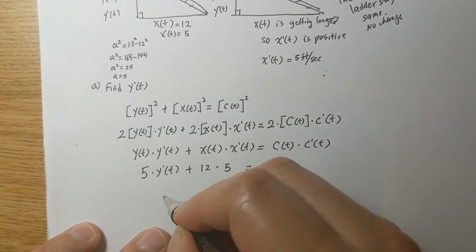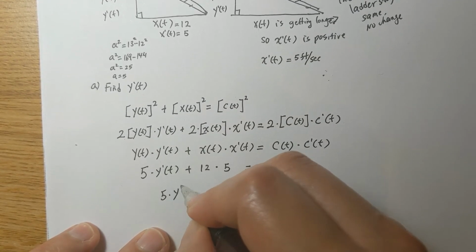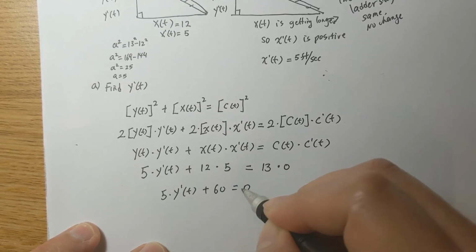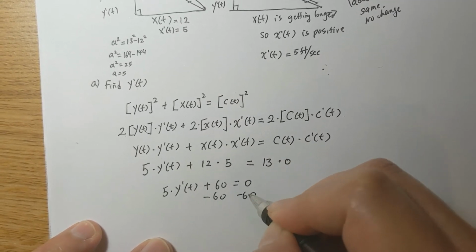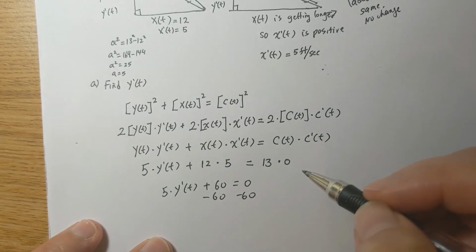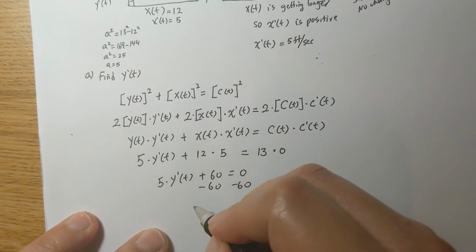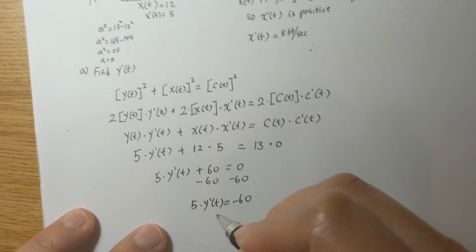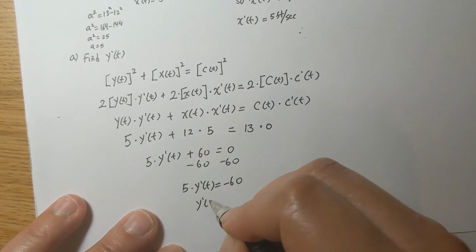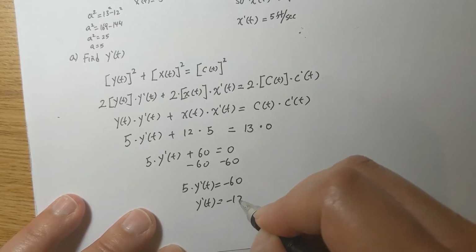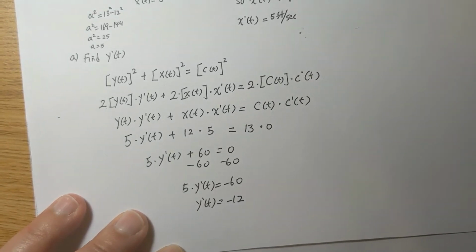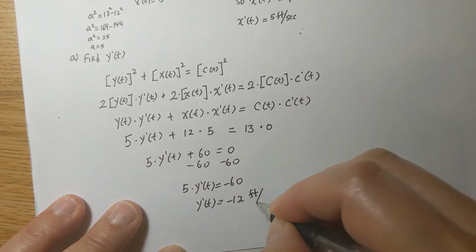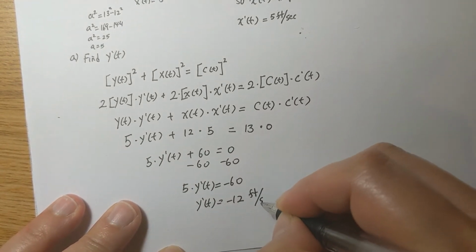So now we get 5 times y prime of t plus 60 equal to 0, minus 60. And then we are going to have 5 times y prime of t equal to negative 60, divided by 5. So y prime of t equal to negative 12. And the unit is going to be feet per second.